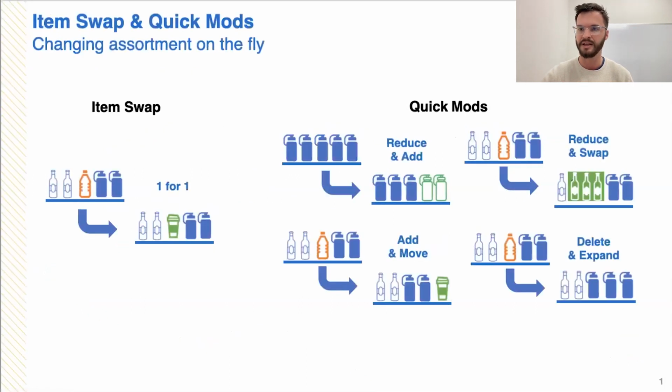So here's the graphic that we'll be using to explain the difference here. And this is super important. This is from Walmart internal, from the team that created both of these initiatives. So it's legit. We'll be diving into this a little bit more, but there are 4 functions within QuickMods rather than just the one with item swap. Those 4 functions, really briefly, are reduce and add, reduce and swap, add and move, delete and expand. Okay. We'll get into those here in just a little bit.